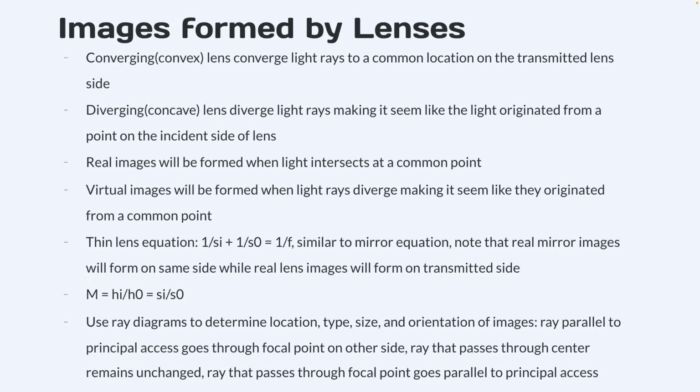With this one, we also use ray diagrams to determine location, type, size, and orientation of images. The ray parallel to the principal axis goes through the focal point on the other side. The ray that passes through the center remains unchanged, and the ray that passes through the focal point goes parallel to the principal axis.